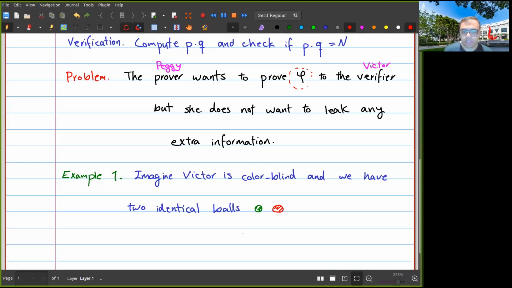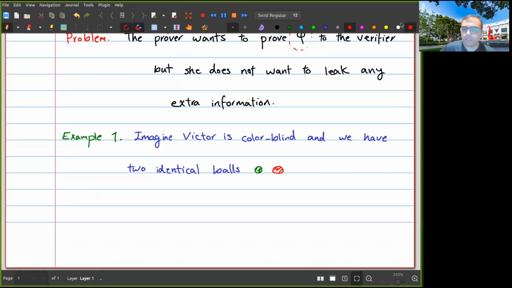But I don't want to give any extra information to Victor. So an easy way of doing this, if I could give extra information to Victor, was to just tell him, hey, this one is green and this one is red, and then maybe have some way of proving it to him. But the problem I have here is that I don't want to give this extra information. So let me first start with a non-solution. Here's something that we cannot accept.